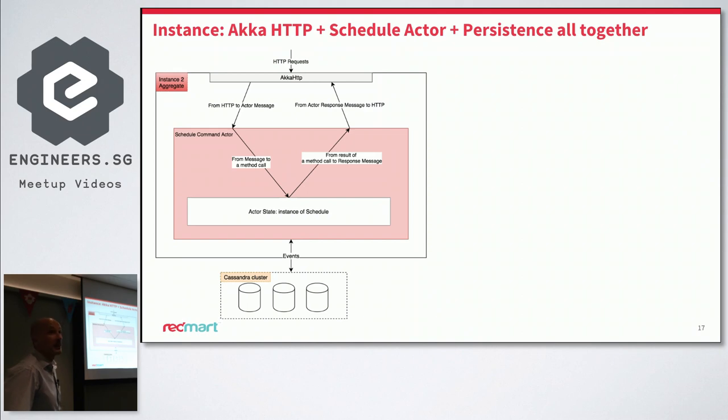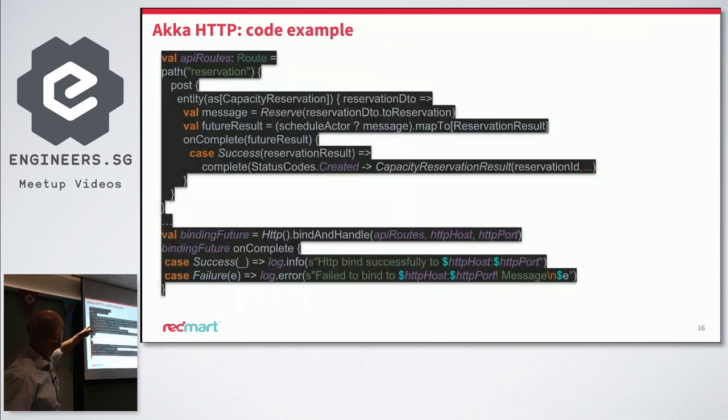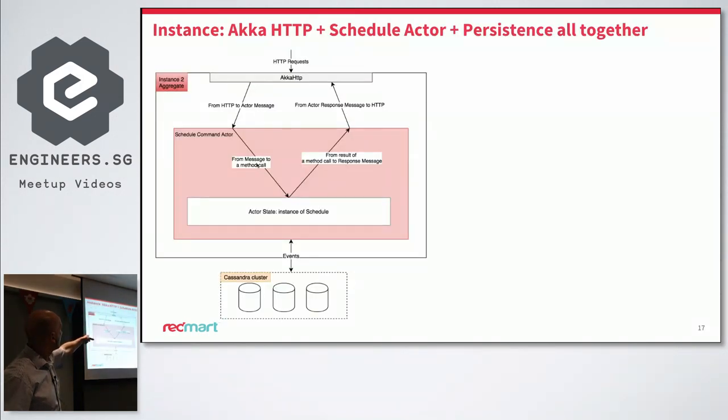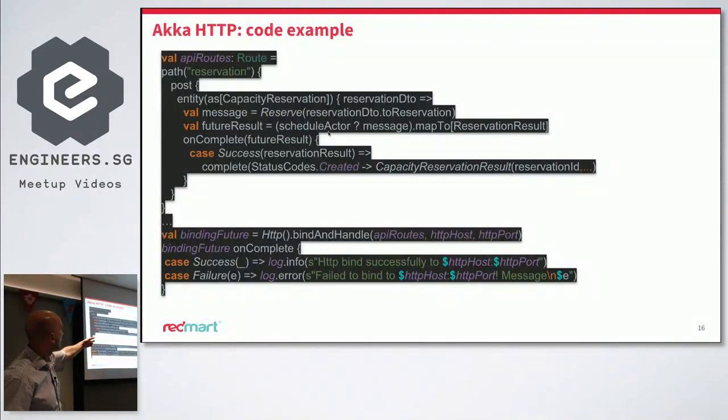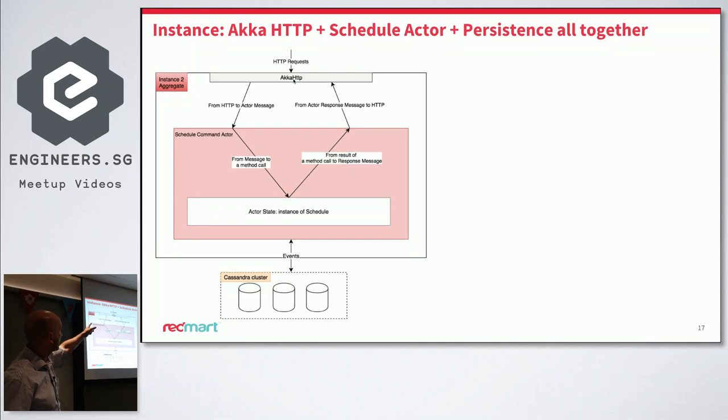This slide is just where we are now, what we discussed. We have five boxes on the diagram, and this is one of them, enlarged. We discussed Akka HTTP. It receives a request and converts the HTTP request to an actor message, as we saw in the previous slide. Then we send it to the command actor. Our schedule actor converts it to a call to the underlying state and modifies the state if needed. Then it returns the result with the ask pattern, and the result gets sent back via Akka HTTP to the caller.